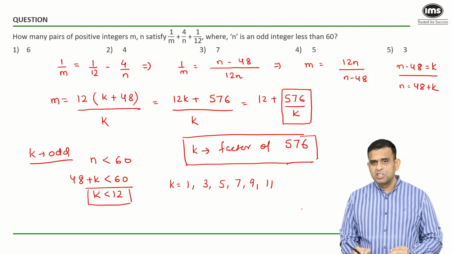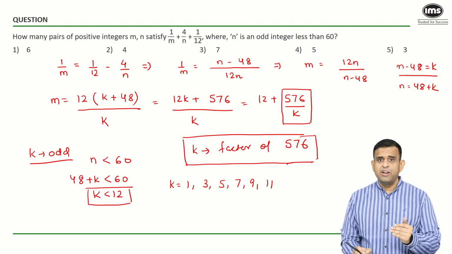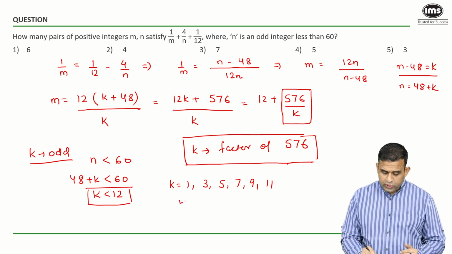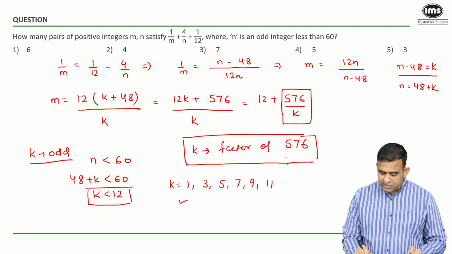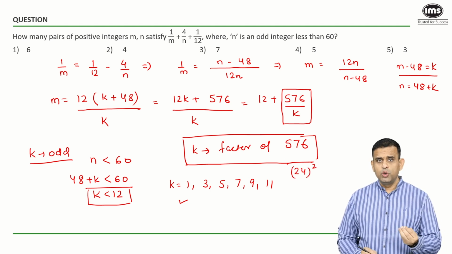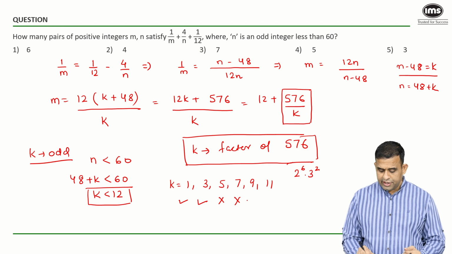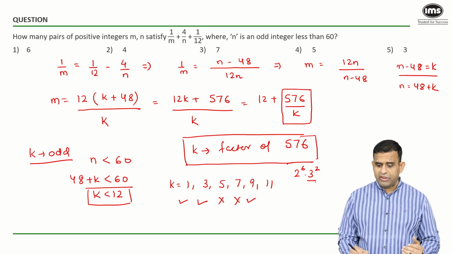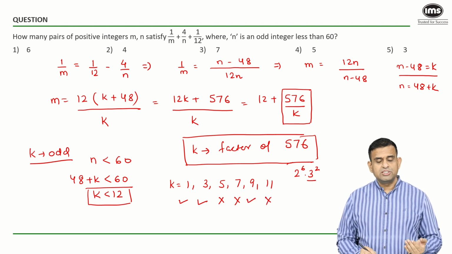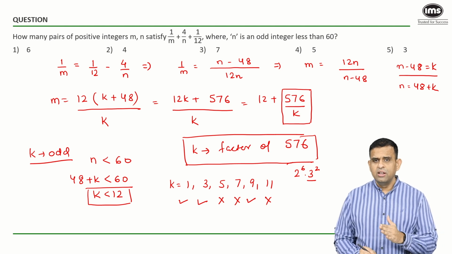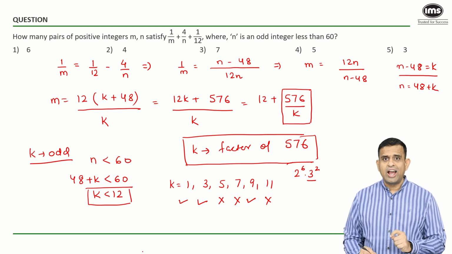I want to check whether k equal to 1 can divide 576. The answer is yes, because 1 is a factor of 576. This number is also known to us as 24 square. 24 means 2 cube into 3. So this number is 64 times 9, or 2 power 6 into 3 square. k equal to 3 is a factor. k equal to 5? No. 7? No. 9? Yes, because 3 square is a factor. 11? No. So for k equal to 1, 3 and 9, we can find the corresponding values of m and n as well.